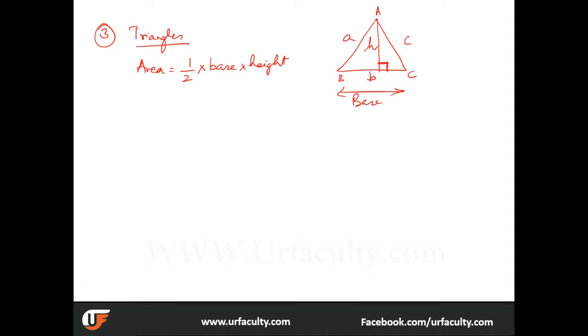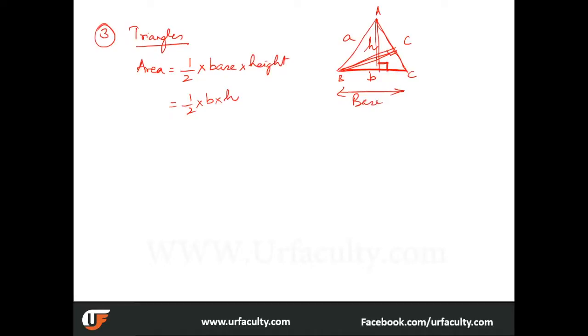Please note, the height is basically the value calculated based on the line that is drawn to the base. So if you consider this as the base, the height has to be this line. Similarly, if you draw like this, then this will become the base and this will become the height. Okay, so this is equal to half into B into H.